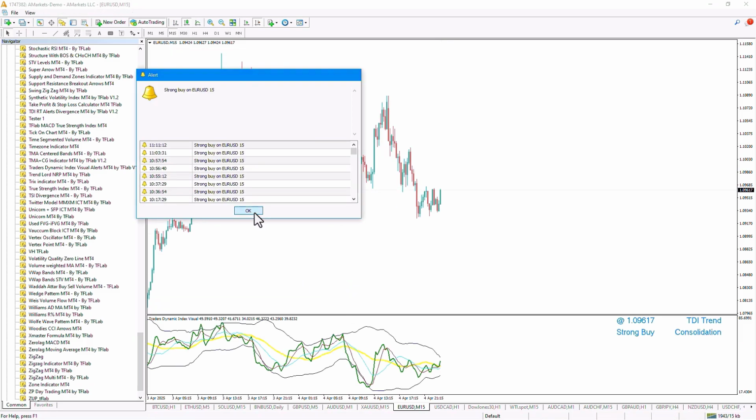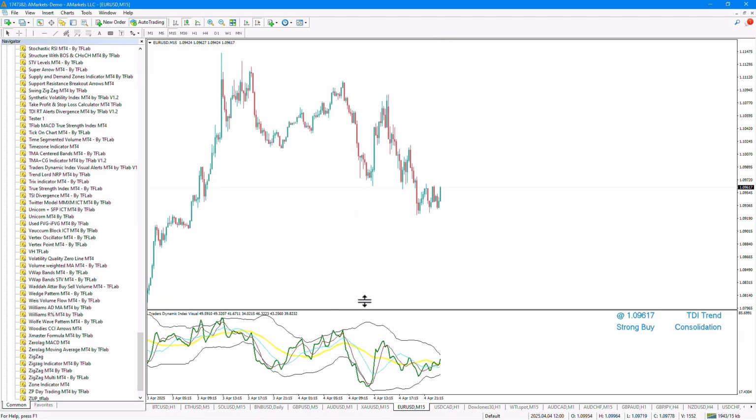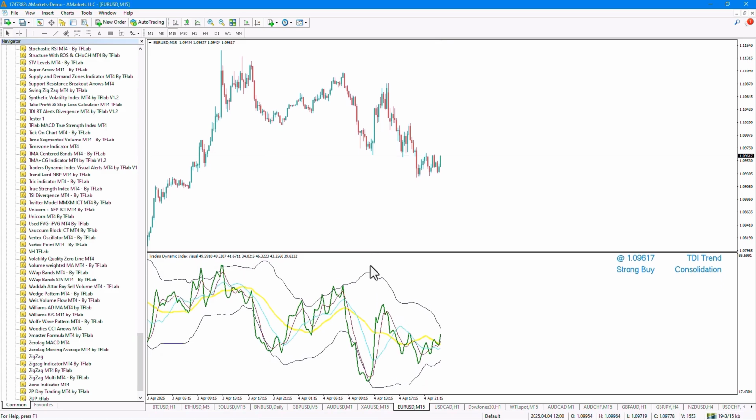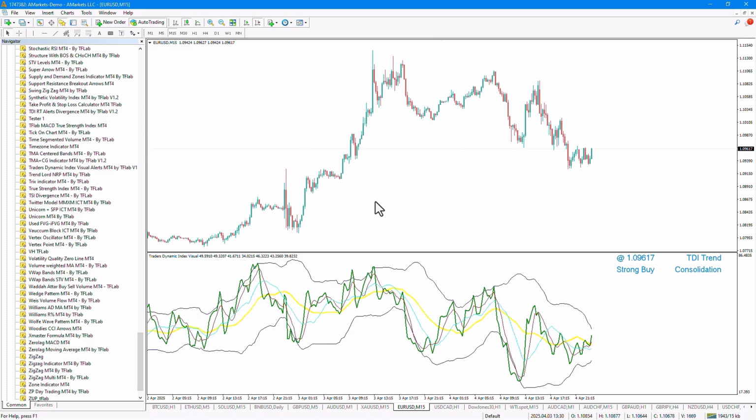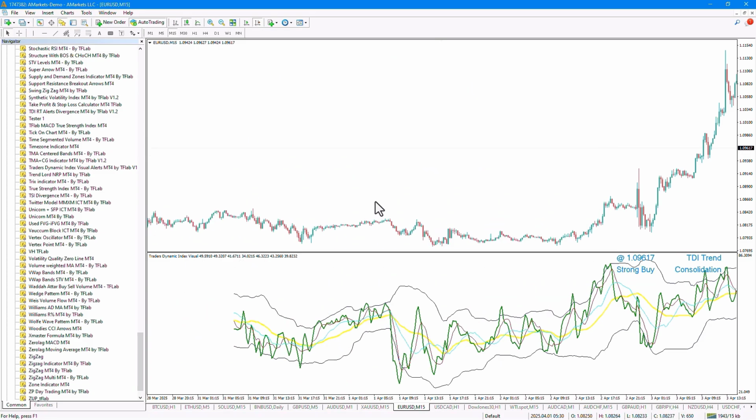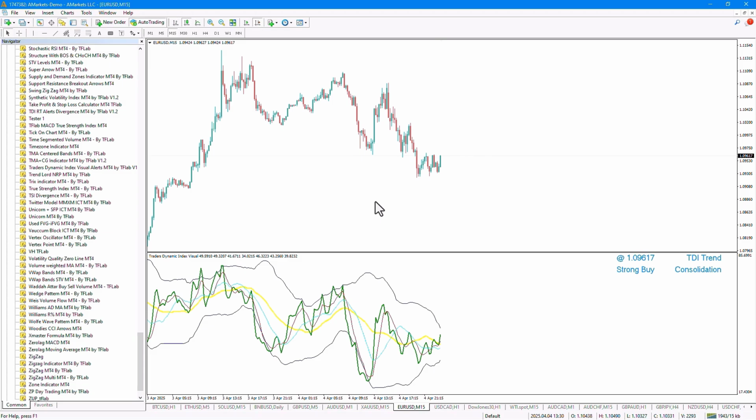Once the indicator is executed on the chart, an oscillator window is displayed at the bottom of the chart. The Trader Dynamic Index Visual Alert Indicator is a special and practical tool for identifying upward and downward trends, as well as recognizing suitable entry and exit points in the market.